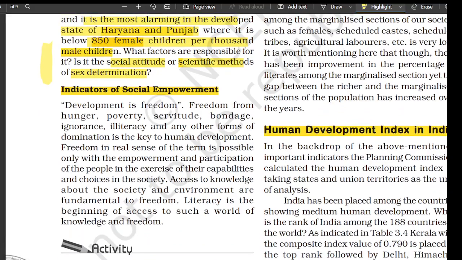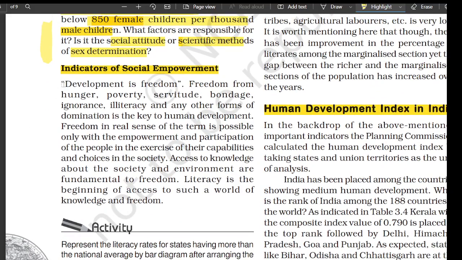Indicators of social empowerment. Development is freedom. Freedom from hunger, poverty, servitude, bondage, ignorance, illiteracy, and other forms of domination is the key to human development. Freedom in real sense of the term is possible only when the empowerment and participation of the people in the exercise of their capabilities and choices in the society. Access to knowledge about the society and the environment are fundamental to freedom. Literacy is the beginning of access to such a world of knowledge and freedom.